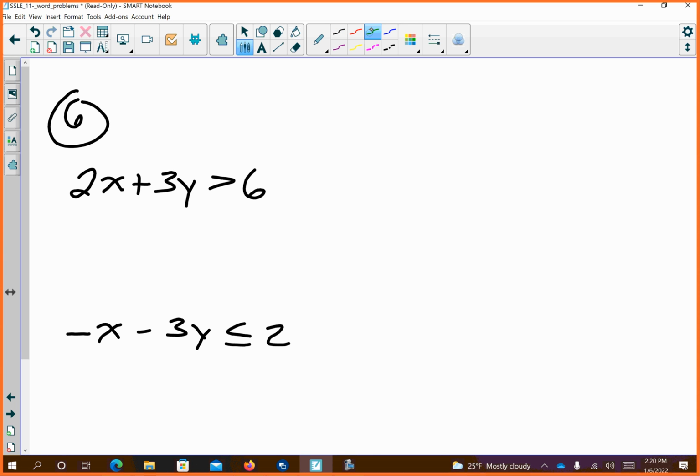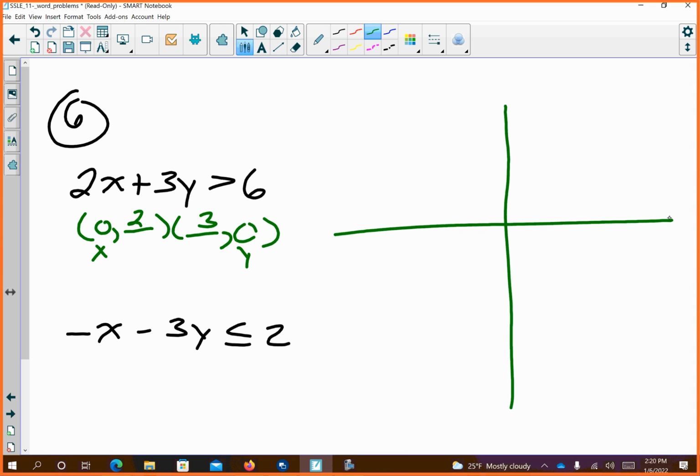Okay, so these are both cover method. So this is an x value, so 3 times what number gives me 6? That'd be 2. This is a y value, so 2 times what number gives me 6? That'd be 3. So let's go ahead and graph these. So 0, 2, 3, 0. Dotted line, yes? So 0, 0 is definitely underneath this line. Agreed? Yes.